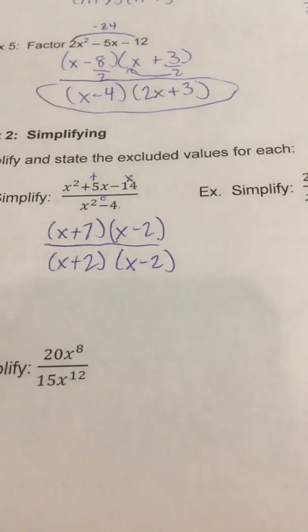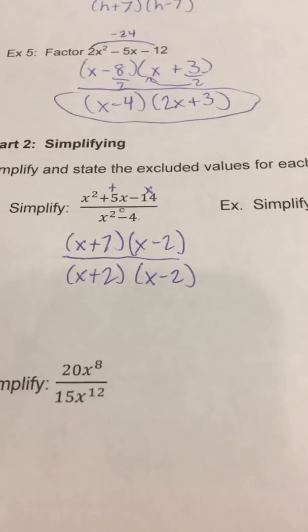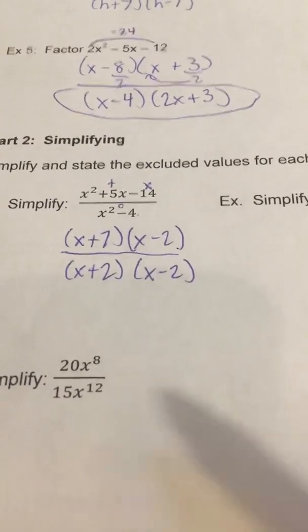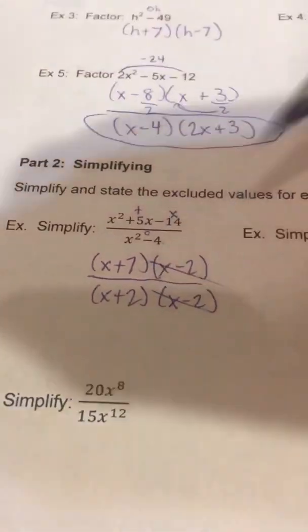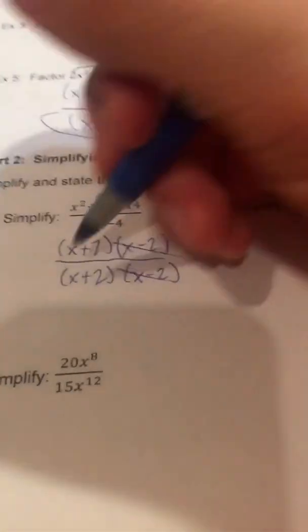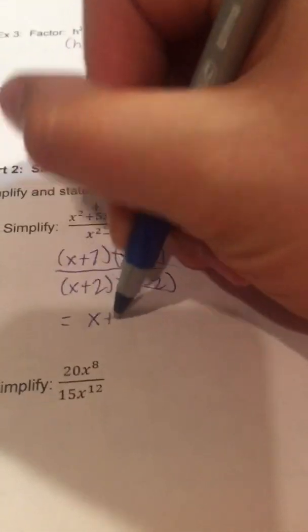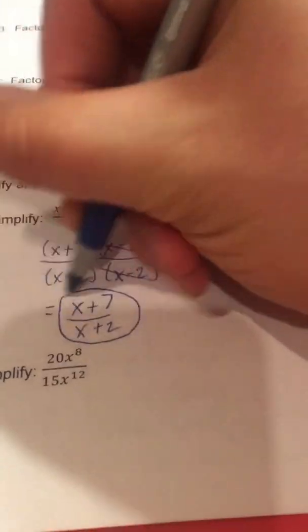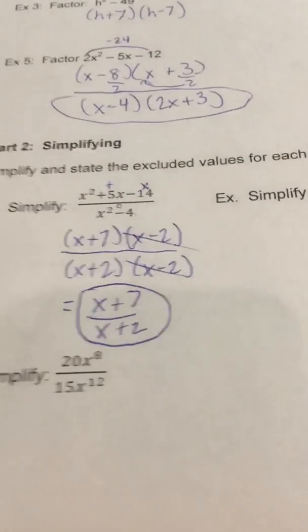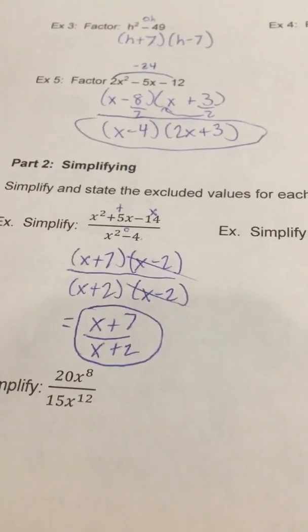All right, so I factor the top, factor the bottom. Now I can cancel something out. Is anything the same on top and bottom? The x minus 2's. I can cancel out the factors. They divide out. That leaves me with x plus 7 over x plus 2. That is my answer. Now, I'm not actually solving for x today. We're just simplifying. We'll get into actually solving them next week.